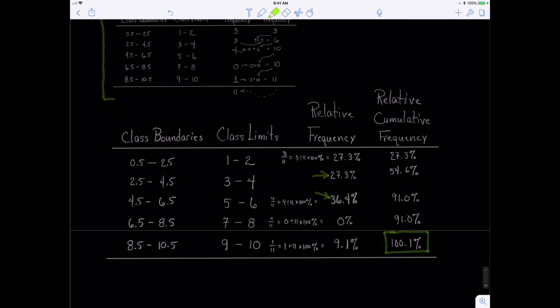And that is how you make a frequency distribution with relative frequency columns. Hope that helps, and thank you for watching.